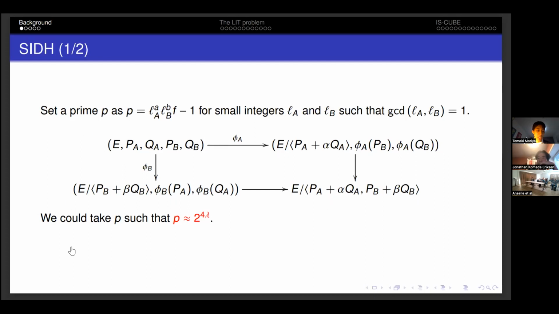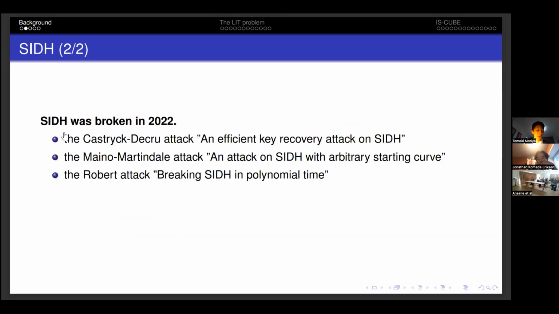One property of SIDH is that we can take p to be about a 4-lambda-bit prime. This is because the degree of the isogeny phi A can be 2 to 2 lambda, and phi B also has degree 2 to 2 lambda. So the size of p is about 2 to 4 lambda. This is one reason why SIDH was a compact key exchange scheme. But unfortunately, as you may already know, SIDH was broken in 2022, and here are the attacks on SIDH.